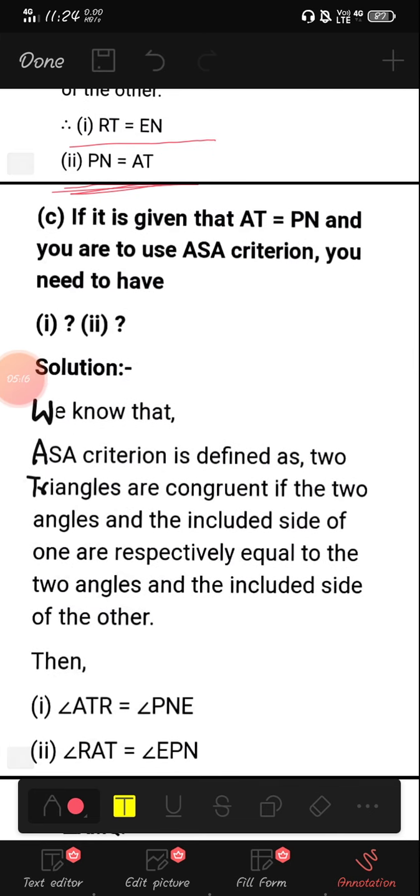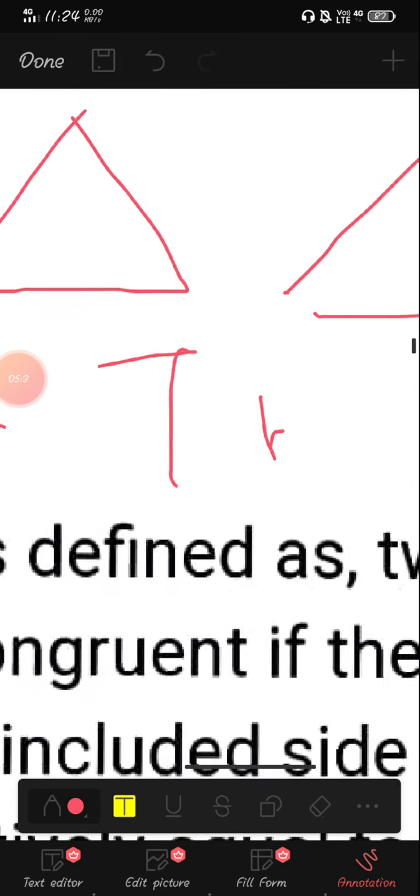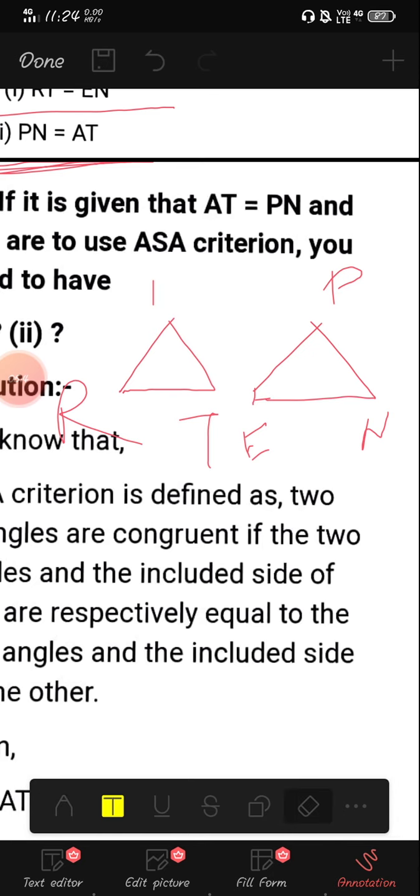Next is if it is given that AT is equal to PN and you are to use ASA criteria, you need to have what, मतलब आपको किन दो चीज़ों की ज़रूरत पड़ेगी. तो इन्होंने ऑलरेडी हमें बोल दिया है दिस इज ART and PEN. Okay, this point is E. सो इन्होंने ऑलरेडी हमें बोल दिया है कि AT इज इक्वल टू PN.